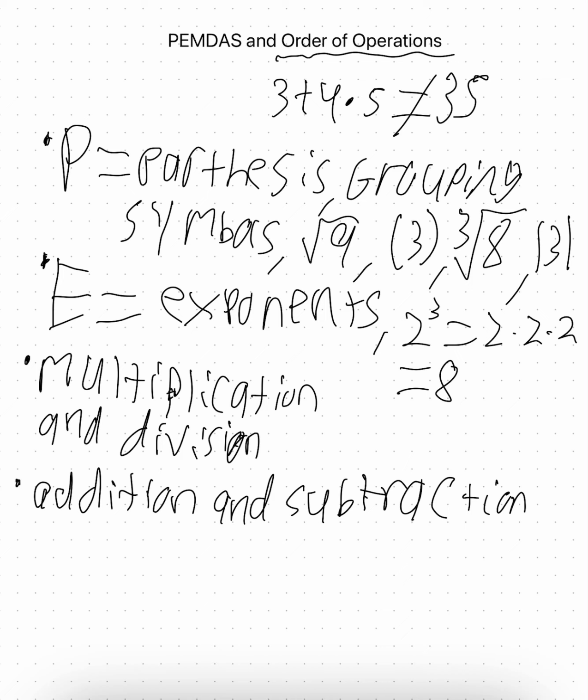Okay? So the parentheses and grouping symbols are what you'll do first when you're solving an equation. You will always look for those things first, and you'll do what's inside of those. And then you'll do exponents. You'll do the exponents after the grouping symbols, and then you'll do the multiplication and division and addition and subtraction. Let's look at an example.